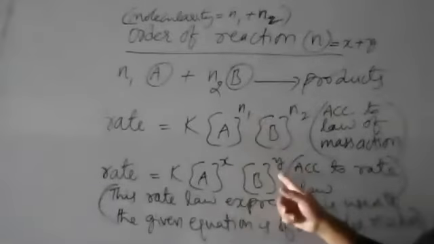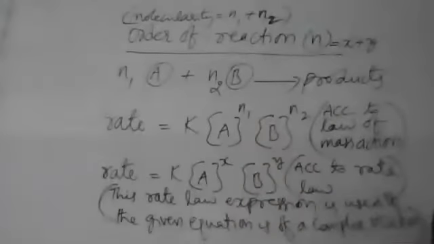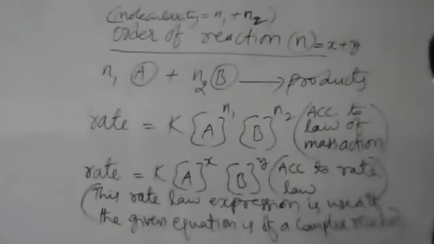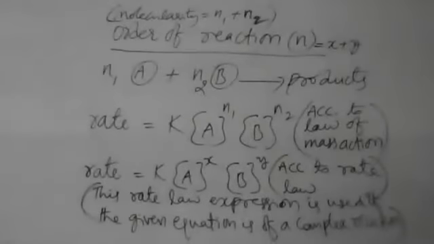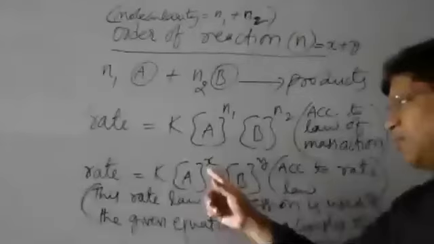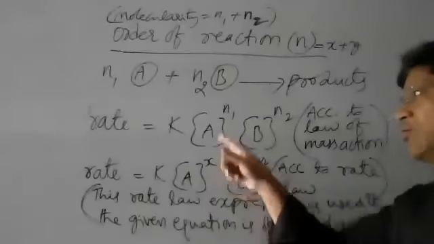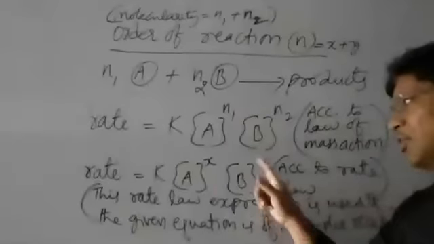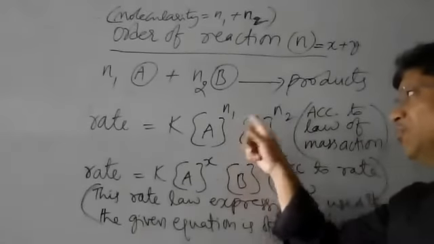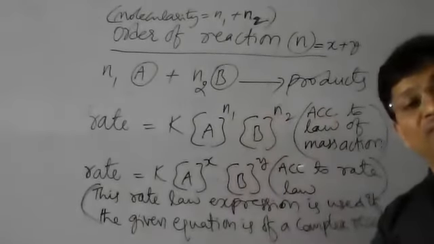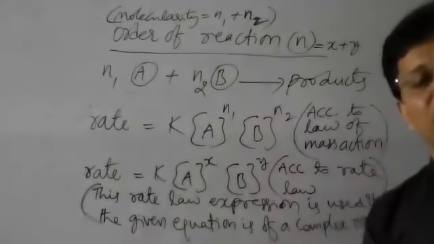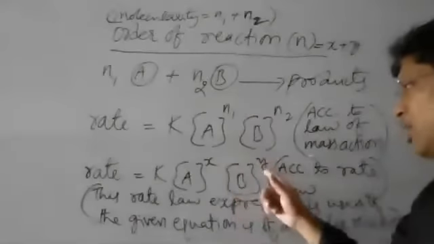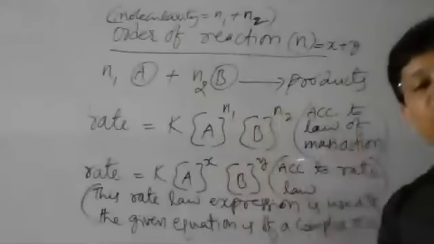And this x value plus y value gives what? Order of reaction. So this way we have to understand the concept of molecularity and order of reaction. And when does x plus y, that is order of reaction, become equal to n1 plus n2, molecularity? If the reaction is a single step reaction, the x value plus y value will be equal to n1 plus n2.